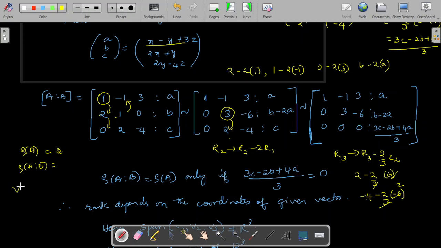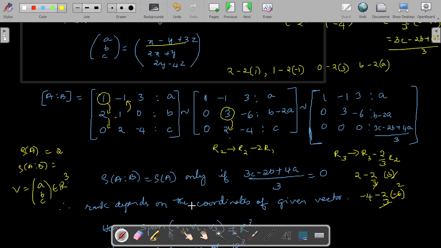Therefore, what is this A, B, C? It is any vector of R cube. So, therefore, any vector of R cube cannot be written as a linear combination of V1, V2, V3. That is because if that were the case, if it could be written as a linear combination of V1, V2, V3, then we should get this term directly equal to 0. That's not happening as it is depending on the values of A, B, C.